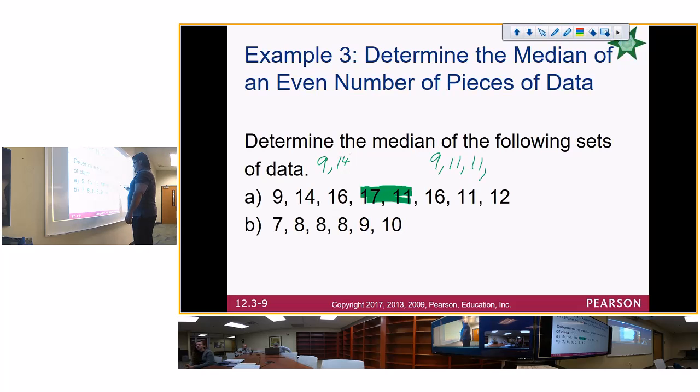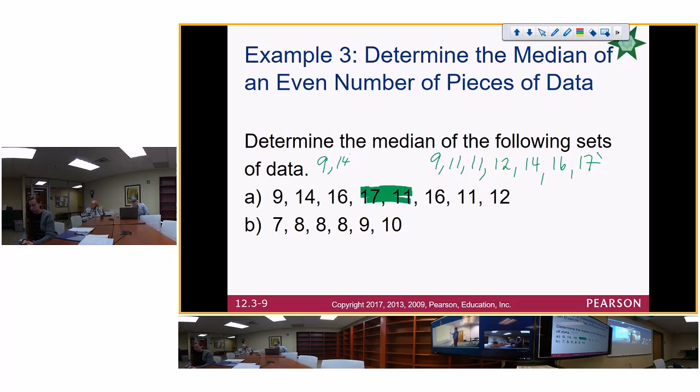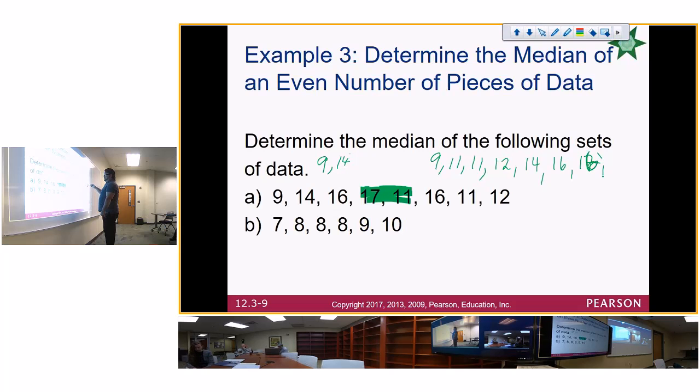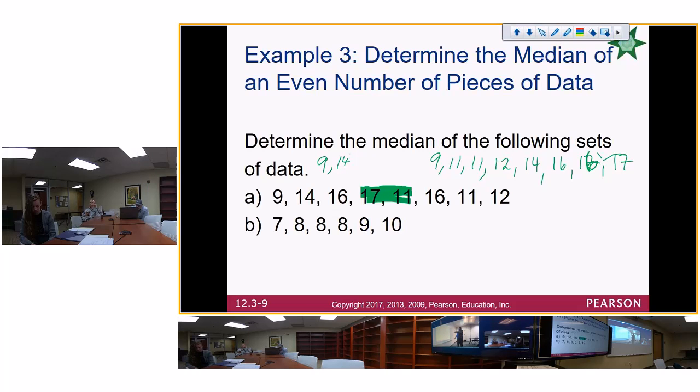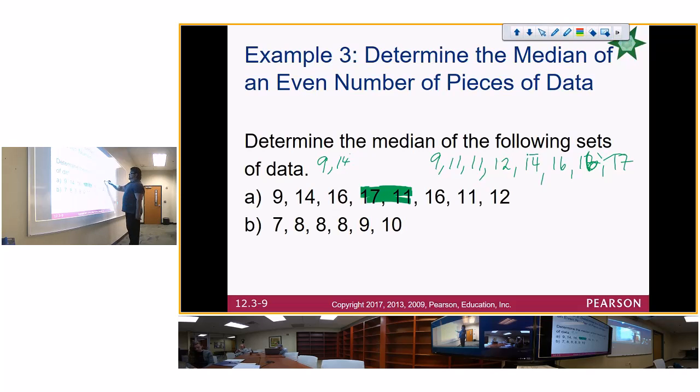11. How many 11s are there? 2. 12. What's next? 14. Then 16. Then 17. Y'all check. 16. And what? 17. And then, of course, the second one's in order. So you look at the second one and you see it's in order, so you assume the first one's in order. But no, not these people that make these slides. Okay, so here's your middle two.